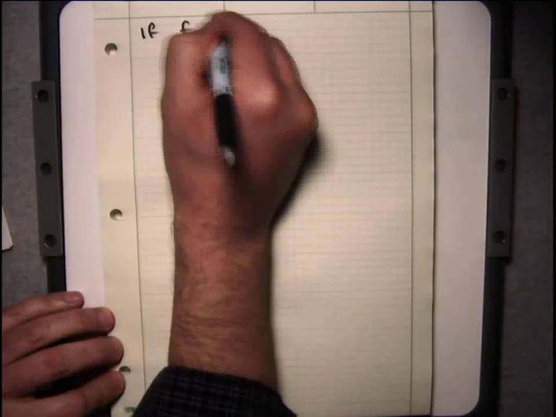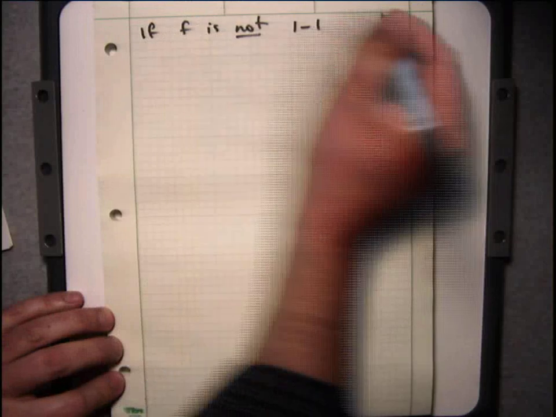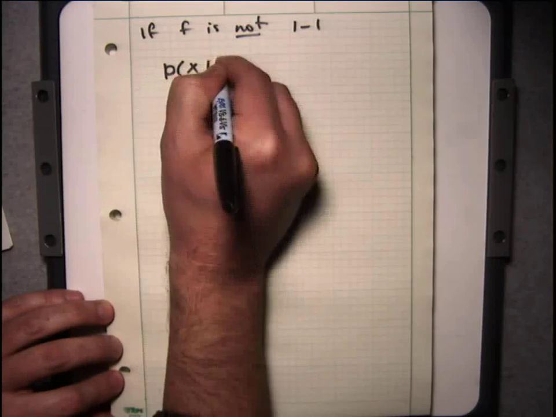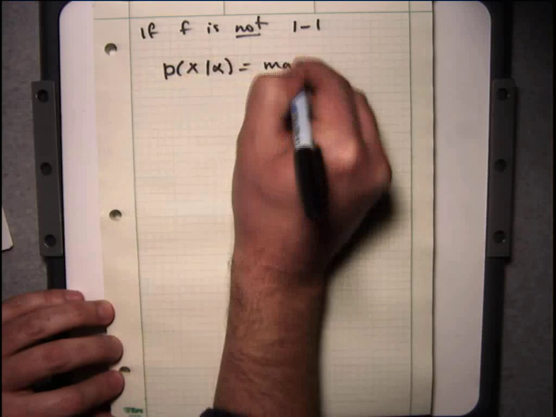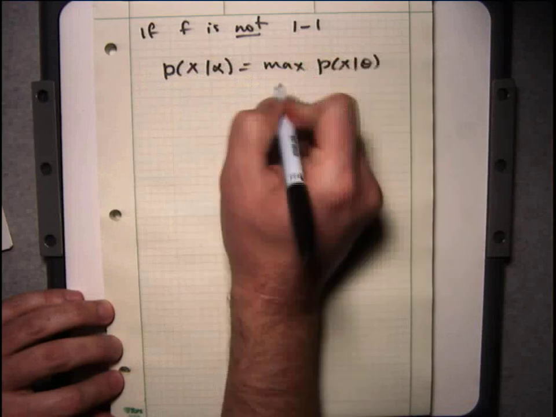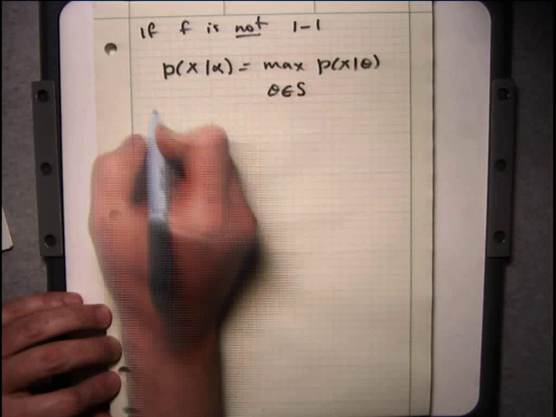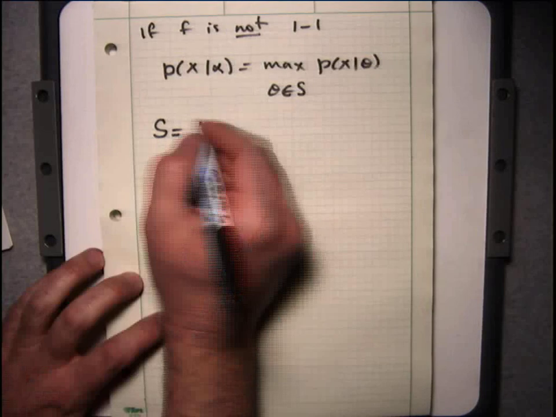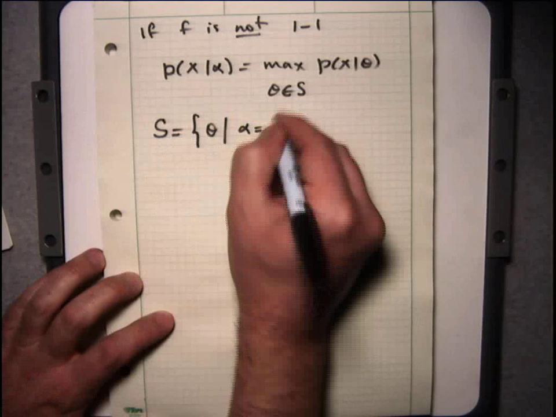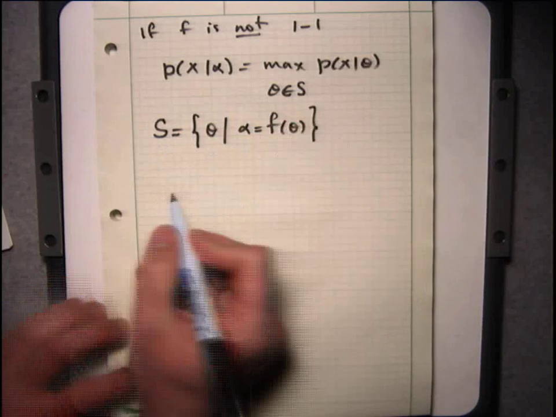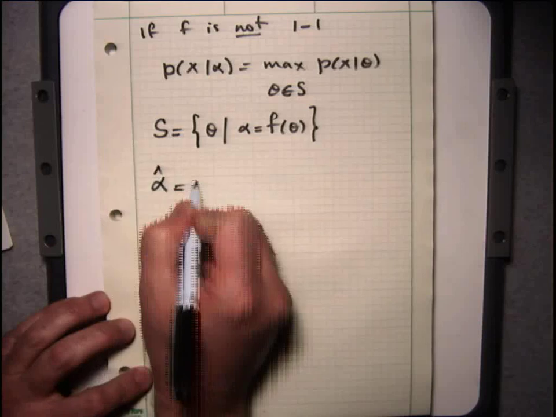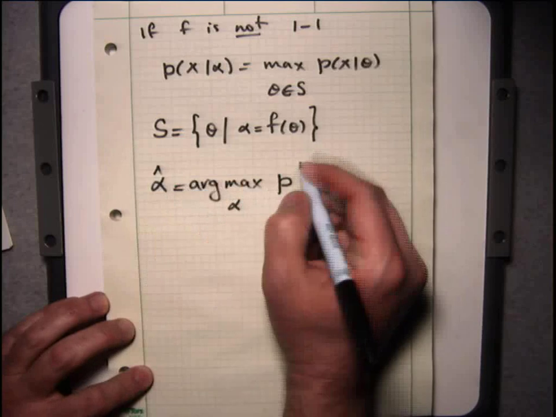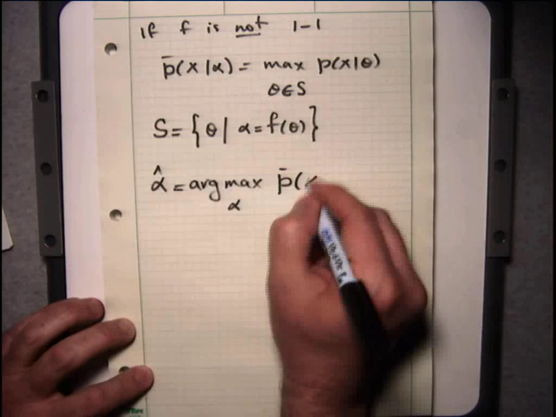So if f is not one-to-one, then we define what's called a modified likelihood function. Define this PDF of X given alpha. This will be the max of the PDF of X given theta for all values of theta belonging to a set S, where S is the set of all values of theta that give you the same alpha. So S is the set of all theta such that alpha is equal to f of theta. Then with this definition, alpha hat is the argument that maximizes over alpha this so-called modified likelihood, p bar of X given alpha.